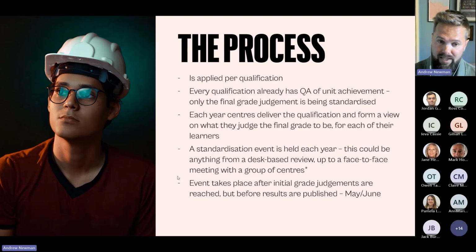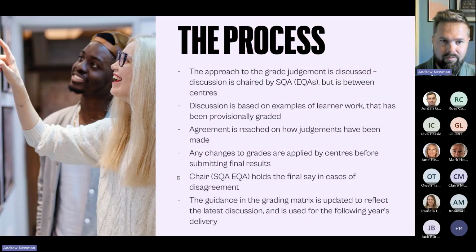That event will take place after those initial grade judgments are reached, but before results are published. We have to do standardization to confirm the results are good before we publish them. And that means it will likely take place in a fairly limited period of time in roughly May or June. So it will require careful planning. Carrying on, don't worry, there's only 2 slides of this process.